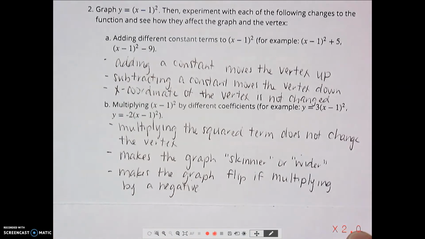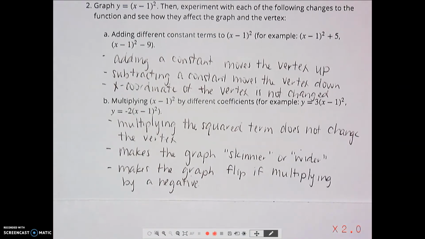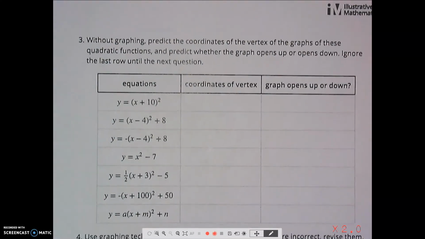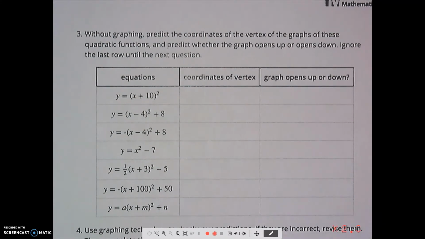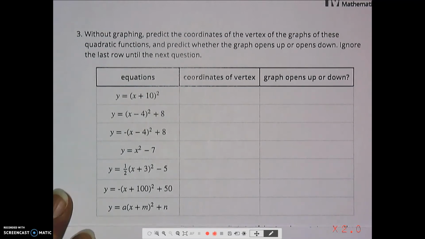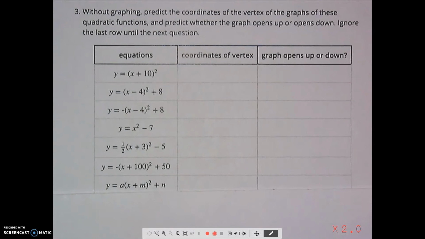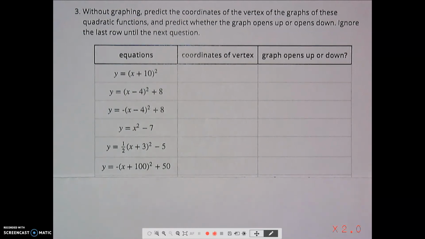So a lot of those same changes that happened before also happen in this situation, okay? So then let's see when we put all of this stuff together, what happens. So we're gonna fill out this table. And it says, without graphing, we want to predict the coordinates of the vertex of the graphs of these quadratic functions and predict whether the graph opens up or down. Okay, so we're going to ignore this last, so I'm going to cover that up for right now.